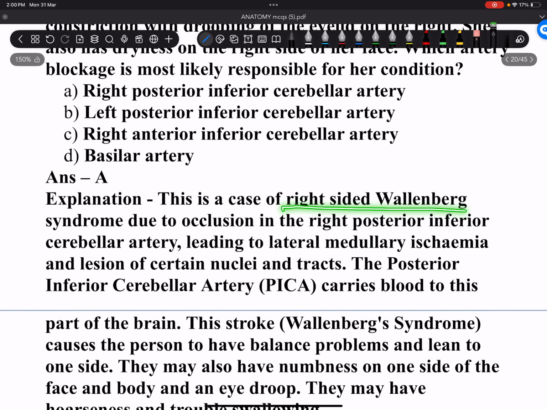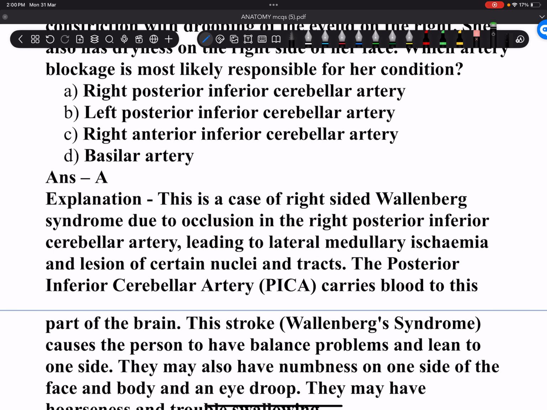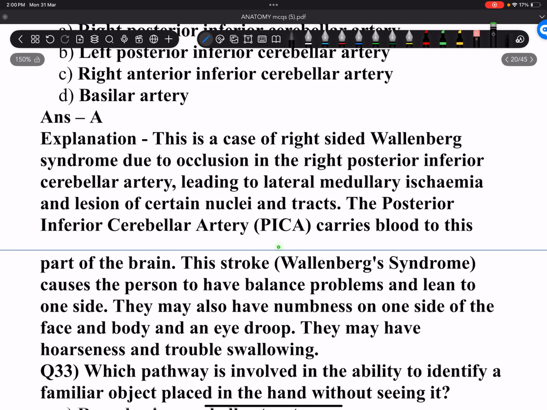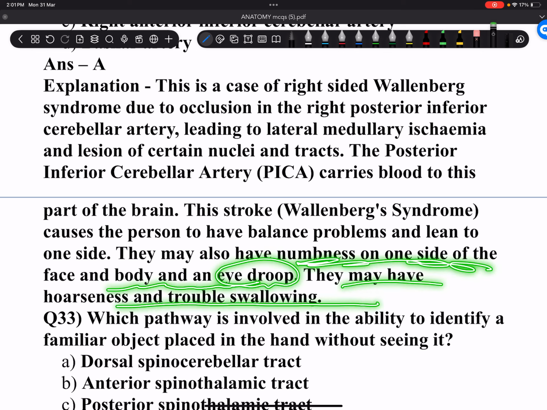This is a case of right-sided Wallenberg syndrome due to occlusion of the right posterior inferior cerebellar artery, leading to lateral medullary ischemia and lesion of certain nuclei and tracts. The posterior inferior cerebellar artery, which is the PICA, carries blood to this part of the brain. This stroke, Wallenberg syndrome, causes the person to have balance problems and lean on one side. They may also have numbness on one side of the face and body and eye droop. They may have hoarseness and trouble swallowing.